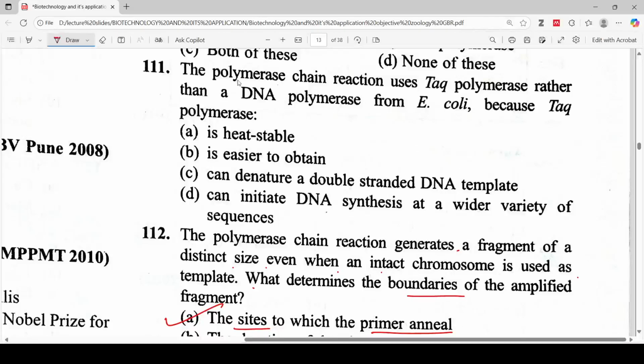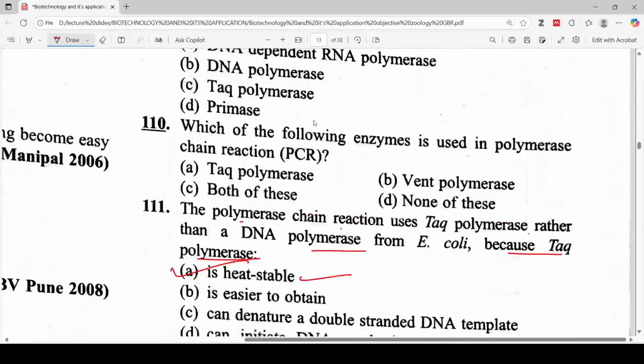So next question: the polymerase chain reaction uses Taq polymerase rather than a DNA polymerase from E. coli, because Taq polymerase is heat stable, easier to obtain, can denature a double-stranded DNA template, can initiate DNA synthesis at a wider variety of sequence. So the correct answer is option A, heat stable.